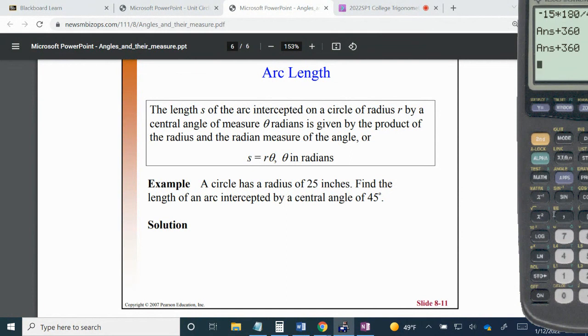S is equal to R times theta, where theta has to be in radians. So the angle measure that you're given has to be in radians. I'm actually going to map this out.